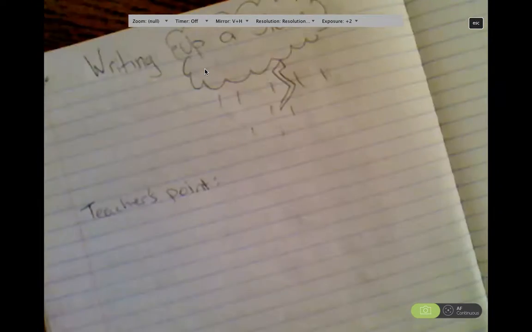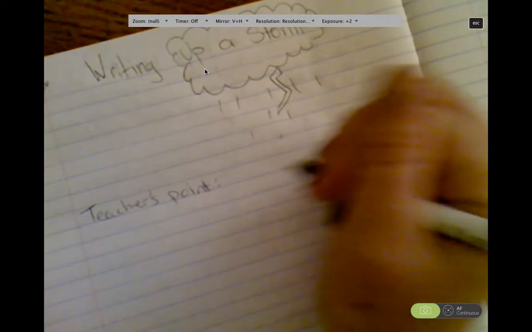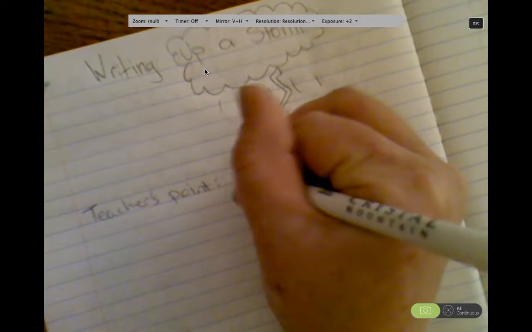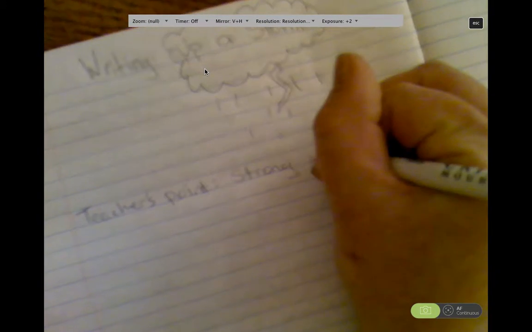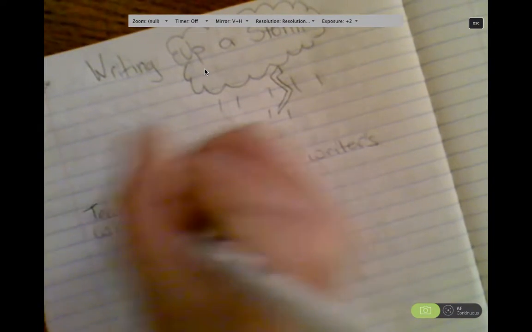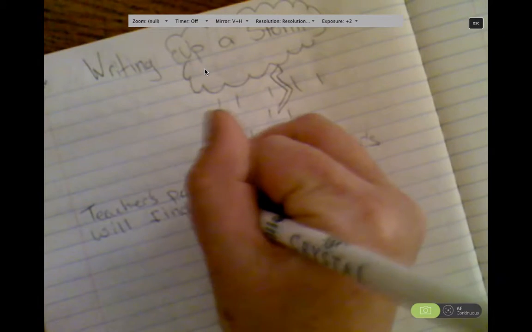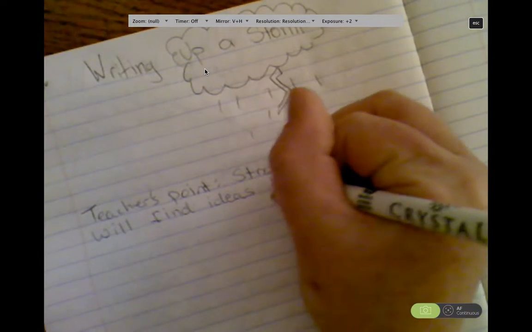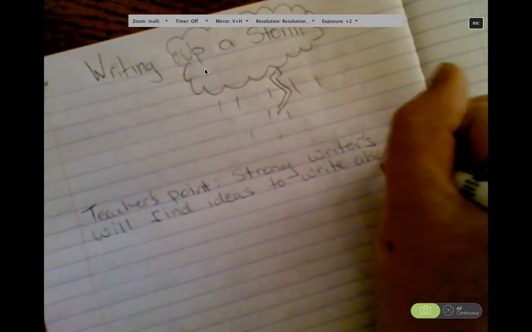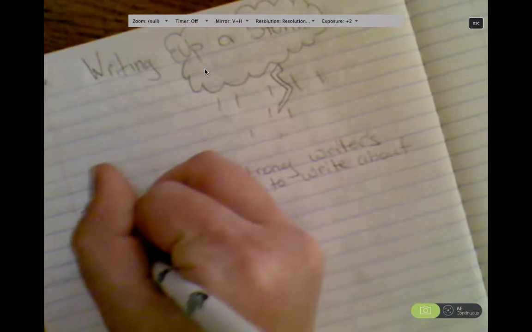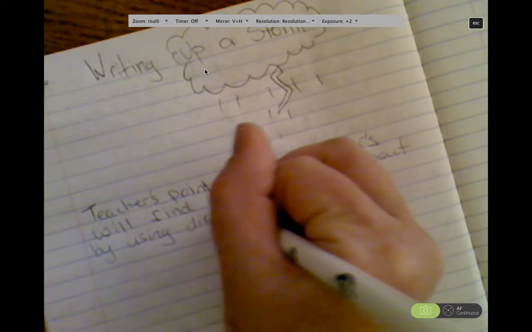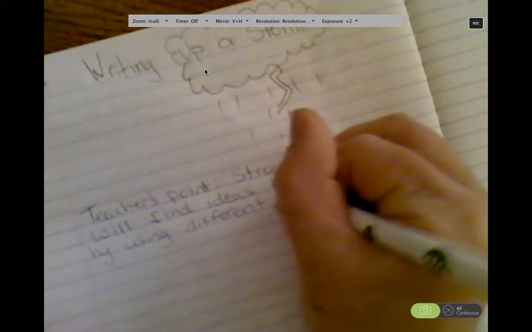So today's teaching point, and again, remember to take notes based off how you understand it. So, strong writers will find ideas to write about by using different strategies.